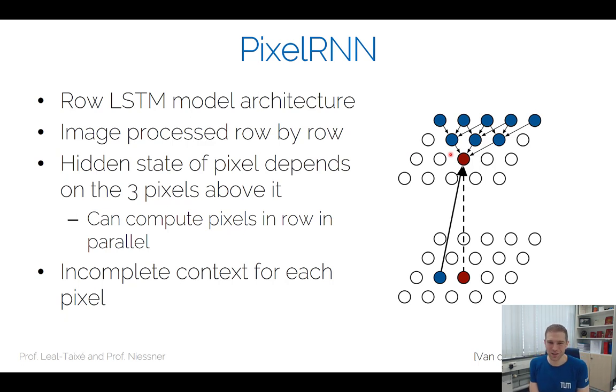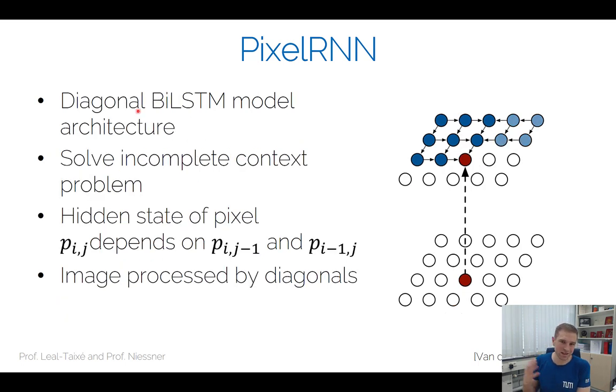And then what happened was pretty funny. There were a lot of different variations now being proposed. This is a row LSTM model, and then people tried a diagonal BiLSTM model. So in this case, you start here. This guy is conditioned on that one. This guy is conditioned on that one. This guy is conditioned on these two. This guy is conditioned on these two, and so on.